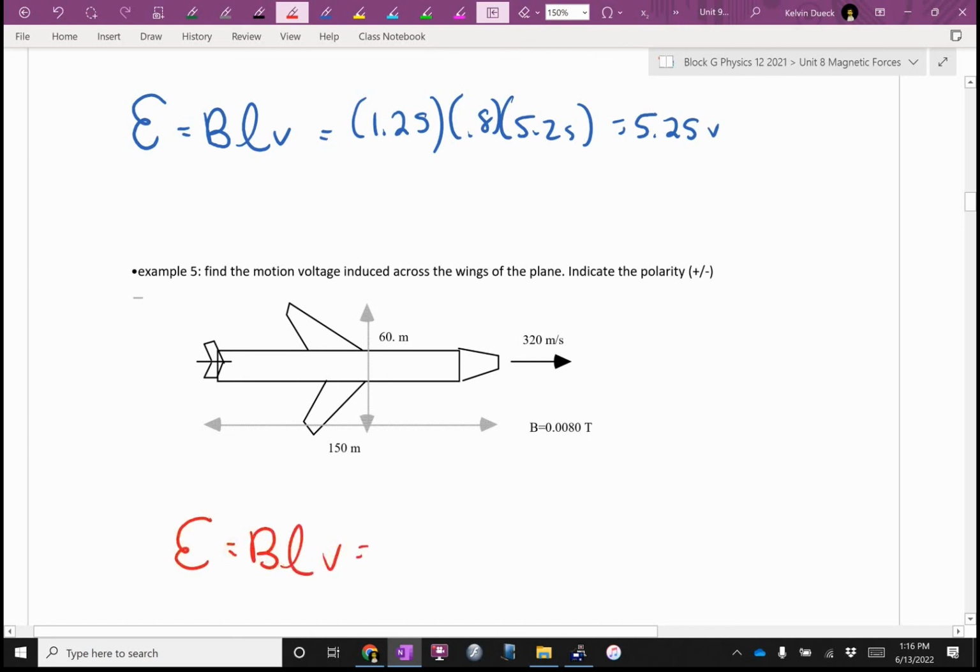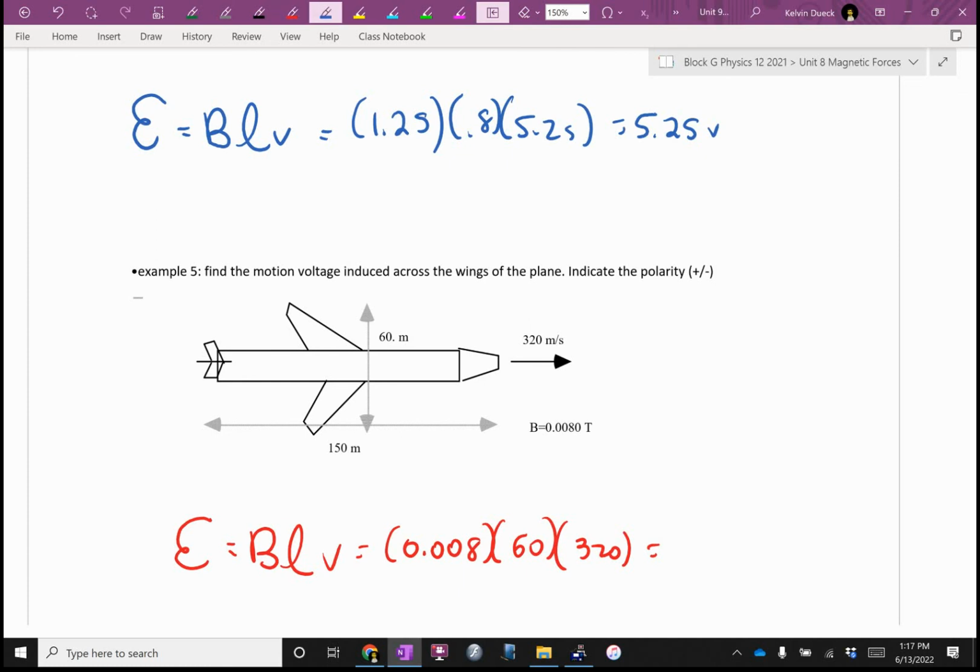So the voltage is going to be BLV. The B is Earth's magnetic field, which is higher at altitude than on the Earth's surface. So up there, 0.008 Teslas. The length is 60. The speed is 320. How many volts can we generate between the wings? Garrett, what'd you get? 152.6.